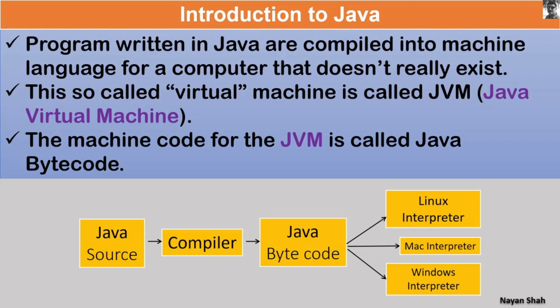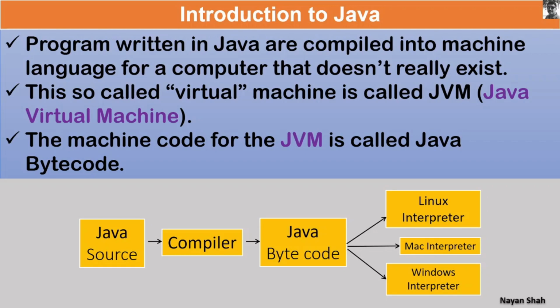So programs written in Java are compiled into machine language for a computer that does not really exist. Here is the big difference between previous languages and Java. Previous languages were compiling the program for the machine on which we are compiling it. Whereas the Java compiler is compiling the Java program, but it is not compiling for the machine on which you are compiling. Rather, it is compiling it for a virtual machine, and that is called JVM, Java Virtual Machine.